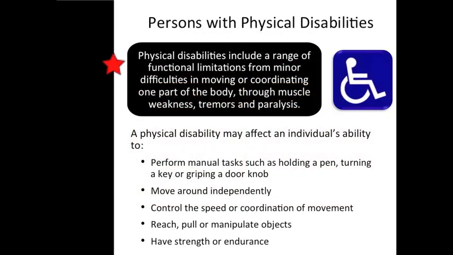Persons with physical disabilities. Physical disabilities include a range of functional limitations, from minor difficulties in moving or coordinating one part of the body through muscle weakness, tremors, and paralysis. A physical disability may affect an individual's ability to perform manual tasks, such as holding a pen, turning a key, or gripping a doorknob, move around independently, control the speed or coordination of movement, reach, pull, or manipulate objects, or have strength or endurance.